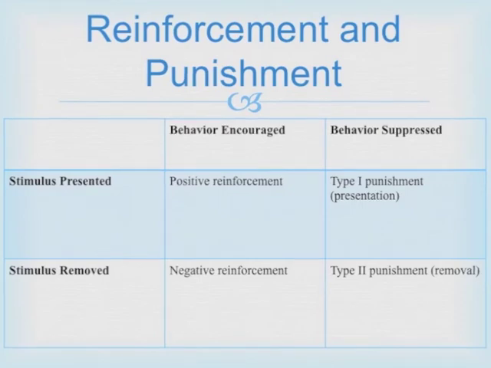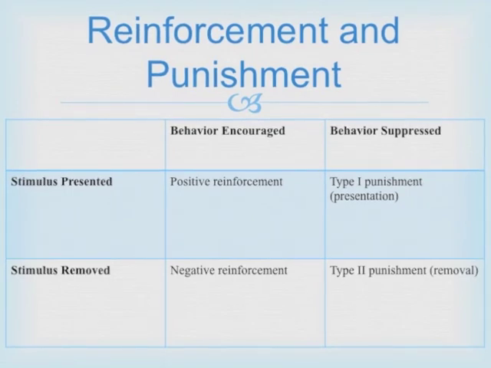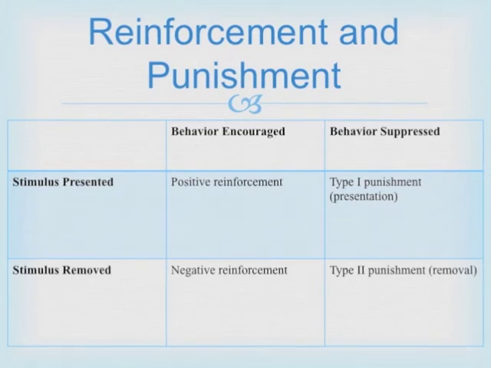So type 2 punishment or removal punishment is where you want to suppress a behavior, you don't want it to repeat, but you remove something that a student would want. So you might start the day with a student having 5 points. Well, if they misbehave in some way, you take away a point. And the points then add up at the end of the day to get something. So you're taking away something they want. Timeout could also be considered a type 2 punishment. So in operant conditioning, reinforcement and punishment are the stimuli.